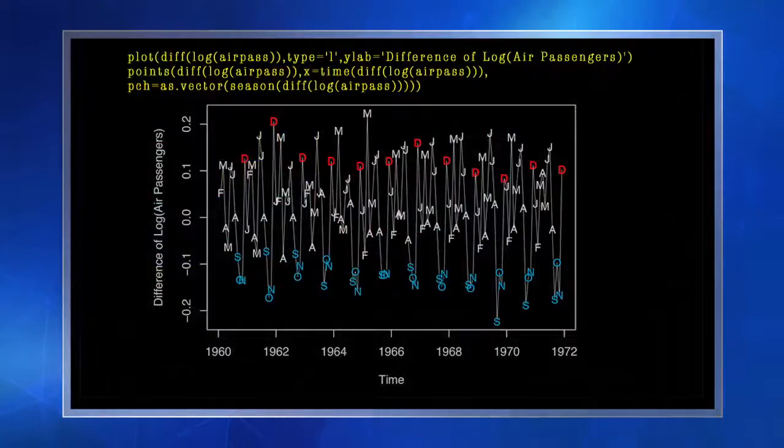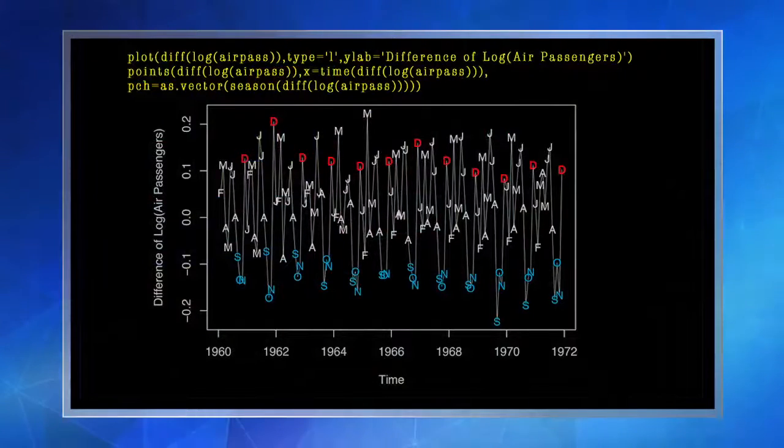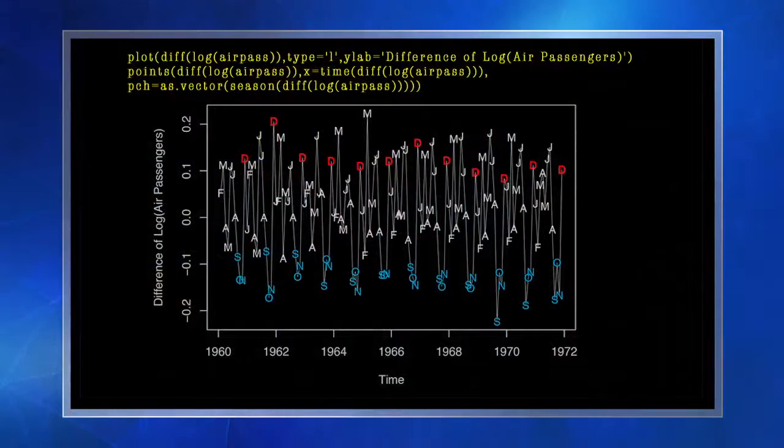But that particular plot isn't helping me to see if there is a seasonal pattern. In fact, one way we could do that is by labeling those points with the months. Here's the code to do that. So now we've plotted the difference of the series, but we've added the letter associated with the month. Do you see any problems here?